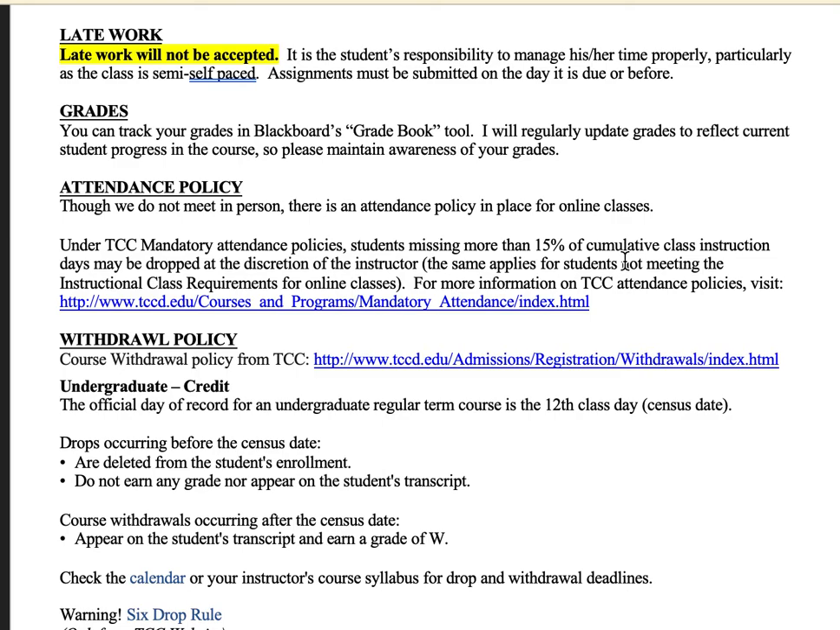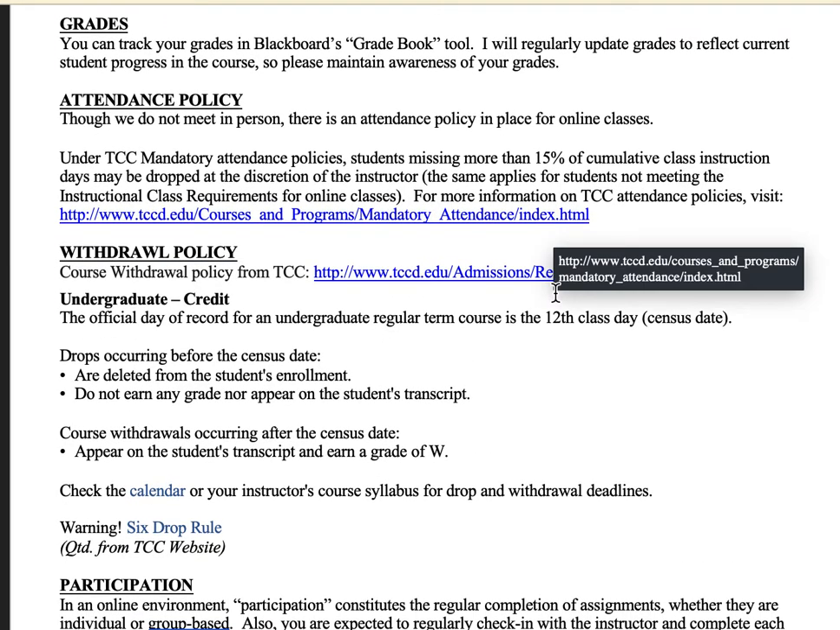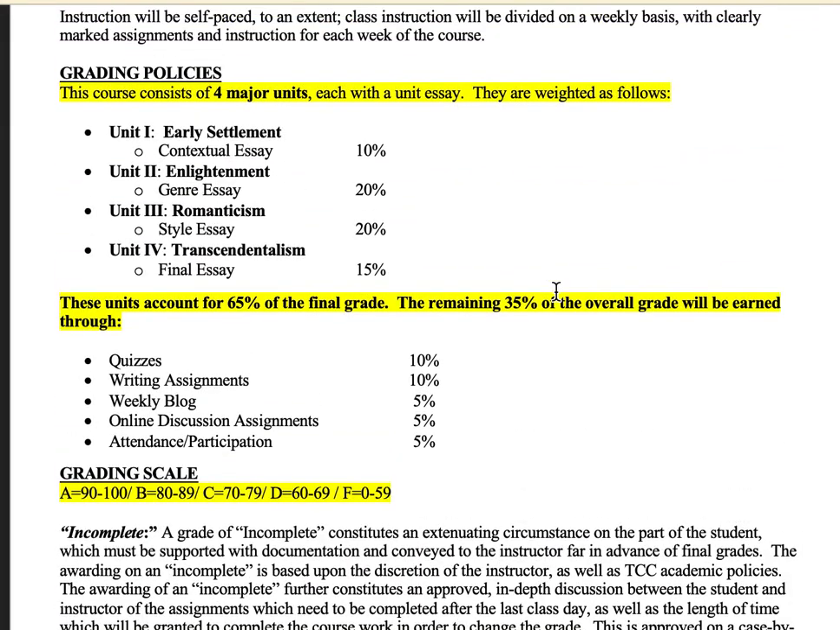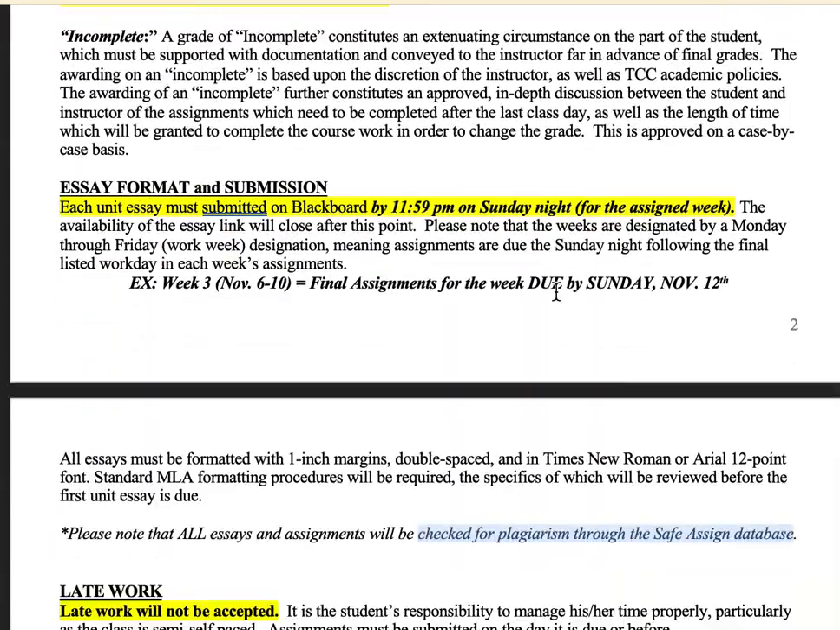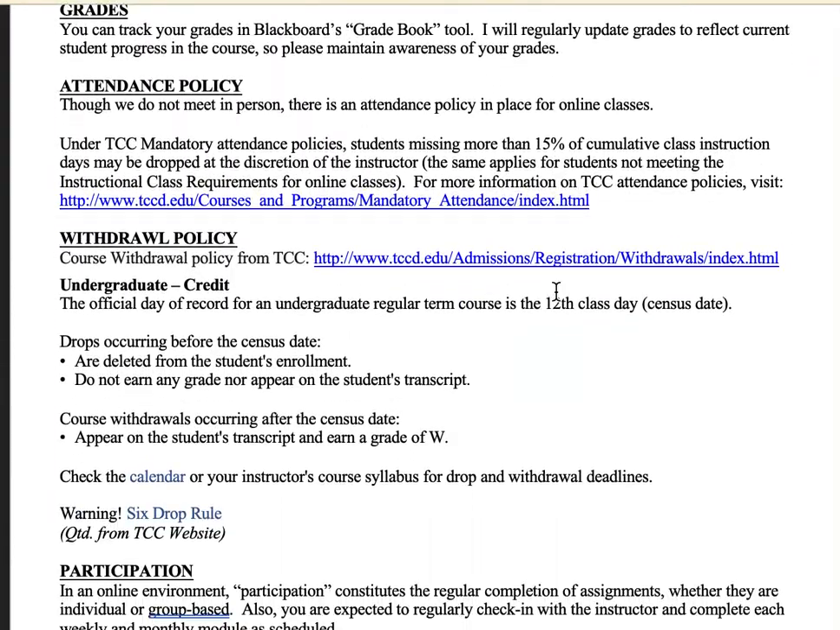Your grades can be tracked in the gradebook tool throughout the course. I will keep this updated as much as possible so you always know where you stand. And it is a weighted grade, so keep that in mind. As you noted back up here, it's weighted, not point total. So do keep that in mind.